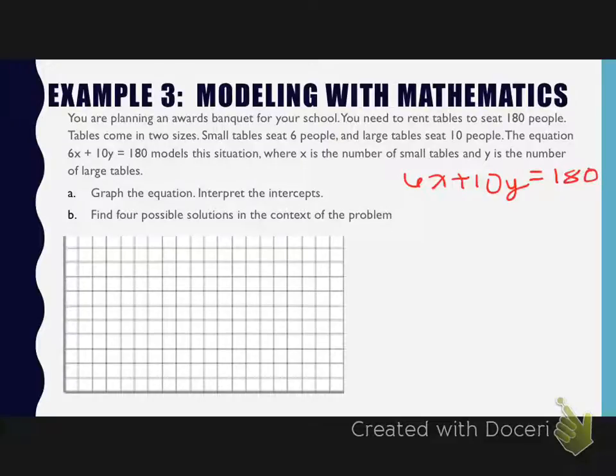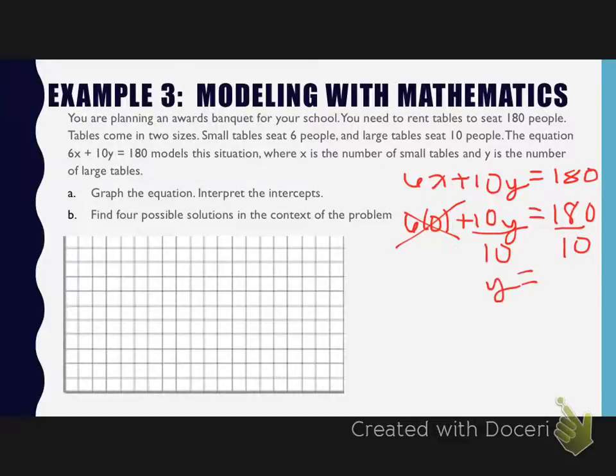Well, like I said before, we understand the problem. You know the equation that models the situation. So we're going to make a plan. Use the intercepts to graph the equation, right? So now let's solve it. If we have to find the y-intercept, we'll set x equal to 0. So 6 times 0 plus 10y equals 180. Well, that's 0, so we divide by 10, and y equals 18. So this would be the point 0, 18.